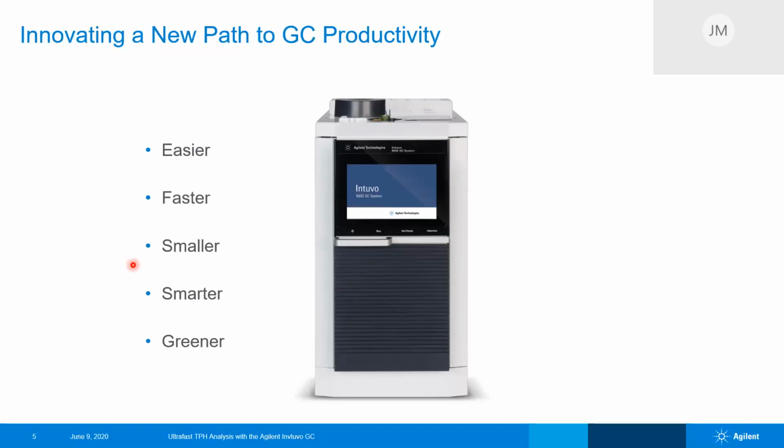Then also, it's smarter. It has a lot of built-in intelligence, and with the introduction last year of Agilent's 8890 and 8860 GC, we've improved the smart capabilities of that platform and have taken those new features in terms of smart GC and put them back into Intuvo. So we brought Intuvo up to the current level of GC. And then also we say it's greener. It uses less energy because we're not heating a big air bath oven. We're only heating the specific elements that allow us to do gas chromatography.